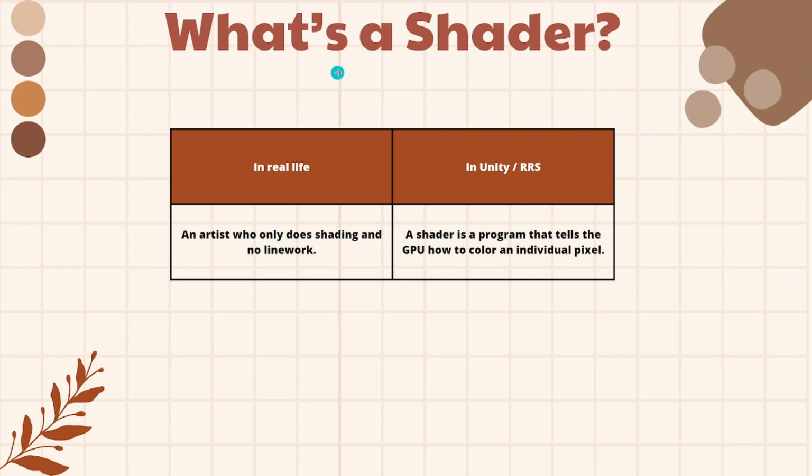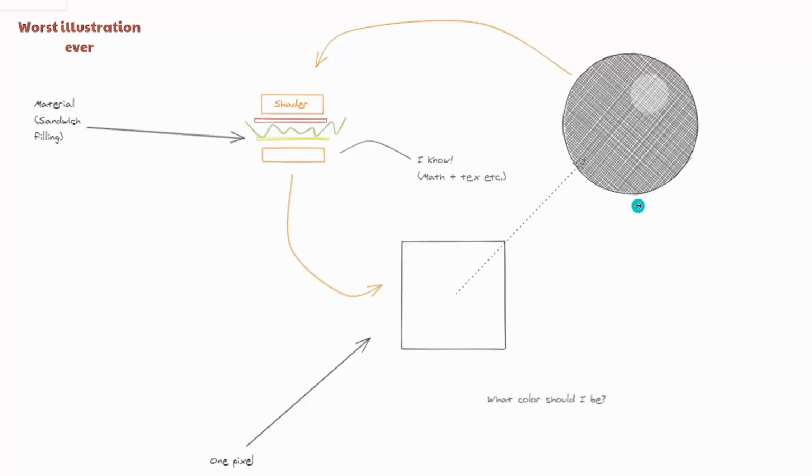So that's what this was going over roughly. In real life, a shader might be an artist who only does shading and no line work. I don't know if that's actually a thing, but maybe in big animation studios it is. In Unity/Rec Room Studio, a shader tells the GPU how to color an individual pixel. And this is the worst illustration ever.